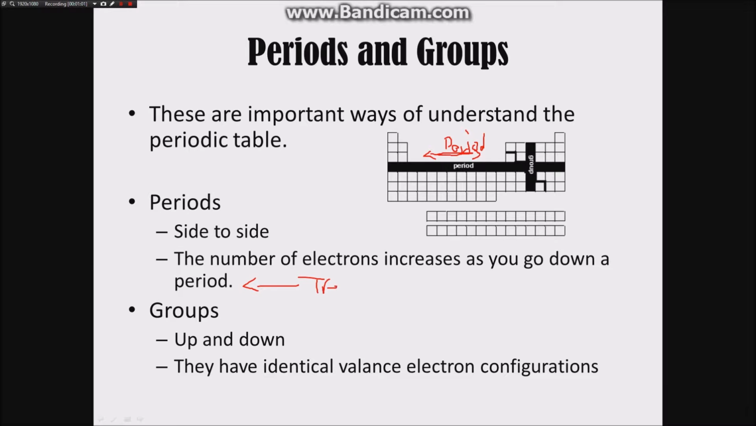So I recommend you remember this and even write that down. Anyhow, up and down are not graphs, but groups. Here we are, right here. They have identical valence electron configurations. So they are identical, kind of, if you get what I'm saying.